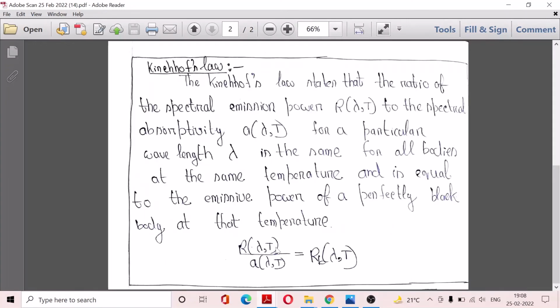Now, Kirchhoff's law states that the ratio of spectral emissive power R lambda T to the spectral absorptivity A lambda T for a particular wavelength lambda is the same for all bodies at the same temperature, and is equal to the emissive power of a perfectly black body at that temperature.